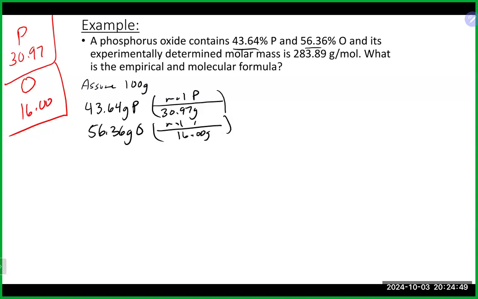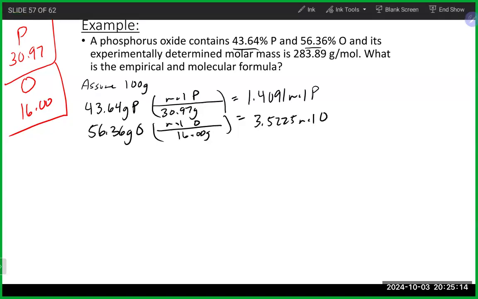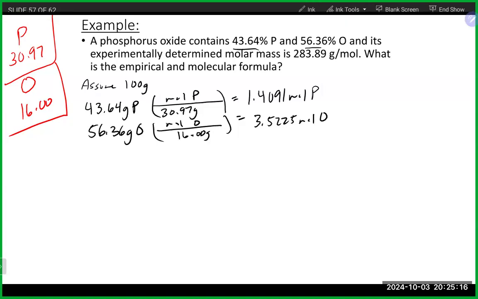Grams per mole of oxygen. All right, so we got 43.64 divided by 30.97, 1.4091 moles of phosphorus, 56.36 divided by 16, 3.5225 moles of oxygen. In this particular case, we are going to actually be dividing by phosphorus, it looks like.